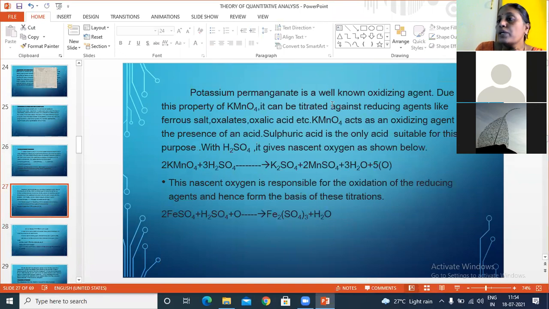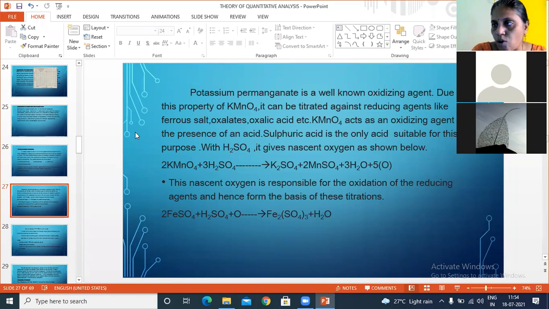Potassium permanganate is a well-known oxidizing agent. Due to this property, it can be titrated against reducing agents like ferrous salts, oxalates, and oxalic acid. KMnO4 acts as an oxidizing agent in the presence of an acid. Sulfuric acid is the only acid suitable for this purpose. With sulfuric acid, it gives nascent oxygen as shown below. That reaction is generally possible only in the presence of strong sulfuric acid.